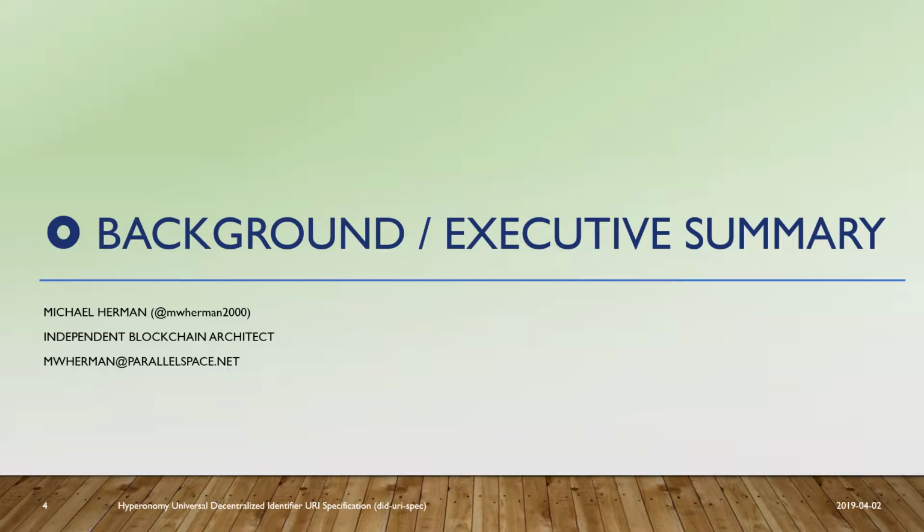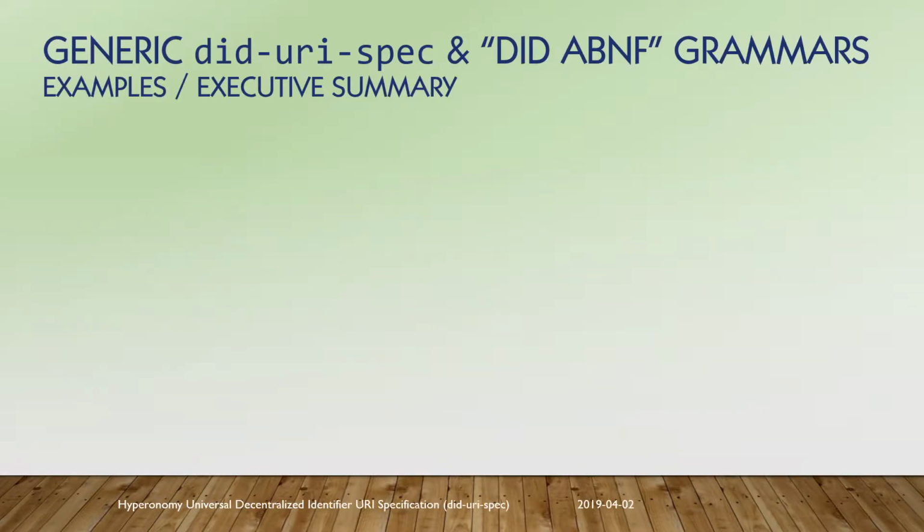Background, and what effectively became a good executive summary for the rest of the presentation, is presented in the next couple slides. So let's look at, at a high level, four examples expressed using the DID ABNF grammar from the Decentralized Identifier Specification and the did-uri-spec grammar from the Hyperonomy specification. So here are four examples.